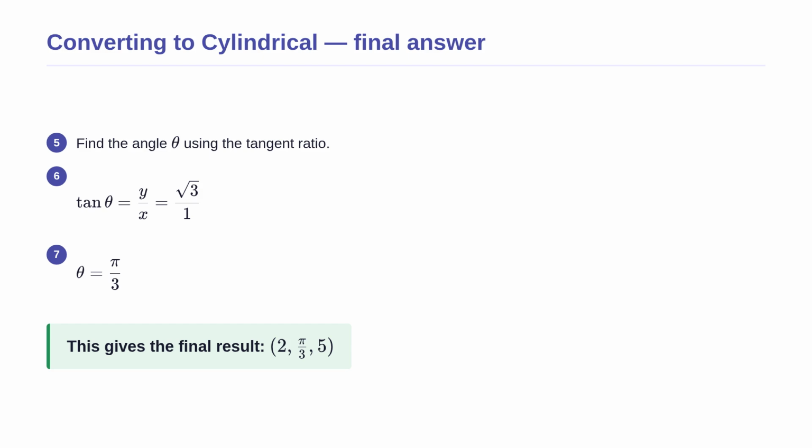Therefore, our final cylindrical coordinates tell us a physical story. Walk out 2 units from the center, turn pi over 3 radians and climb straight up 5 units.